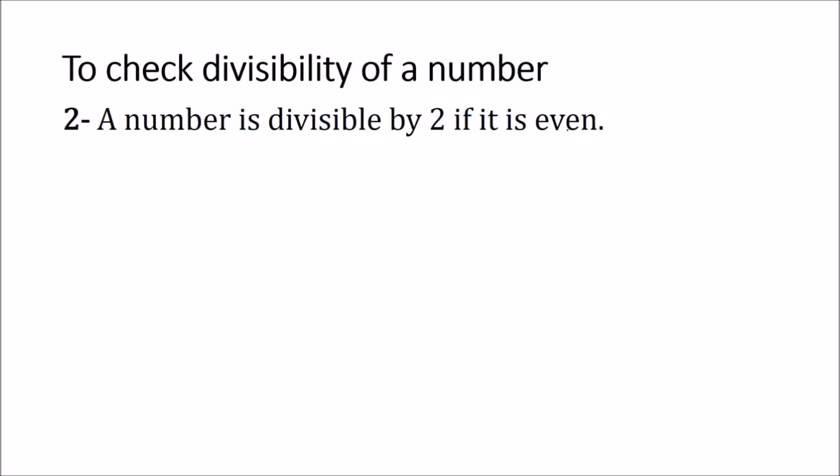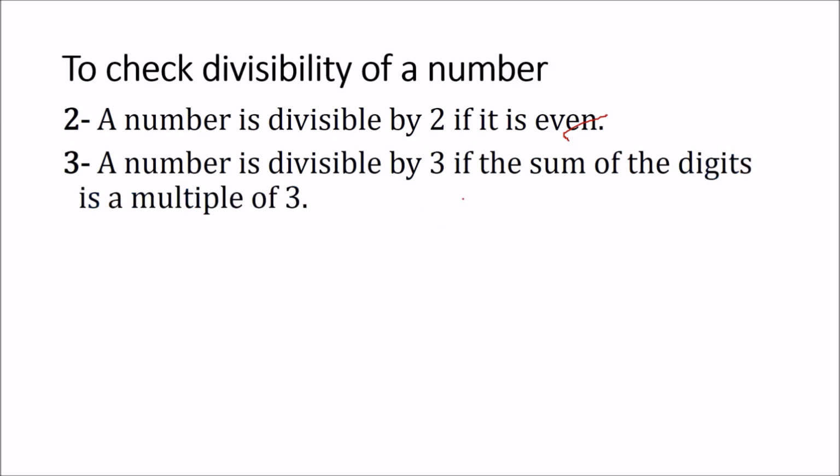Now you want to check the divisibility of certain numbers. Whether a number is divisible by 2 or not: if it is even, it is divisible by 2. If it is odd, it will not be divisible by 2. You want to see whether a number is divisible by 3 or not. You sum the digits of the number, and if the sum is divisible by 3, the number will be divisible by 3.